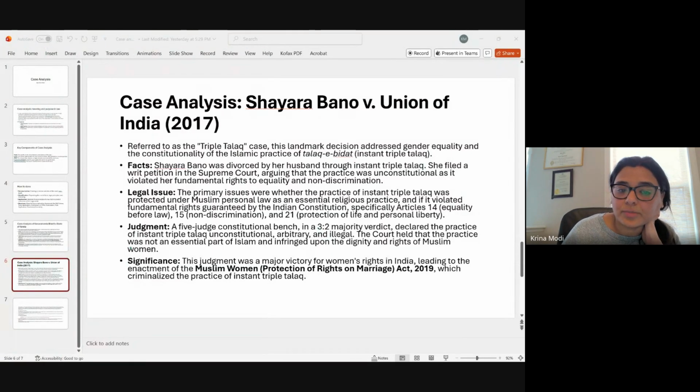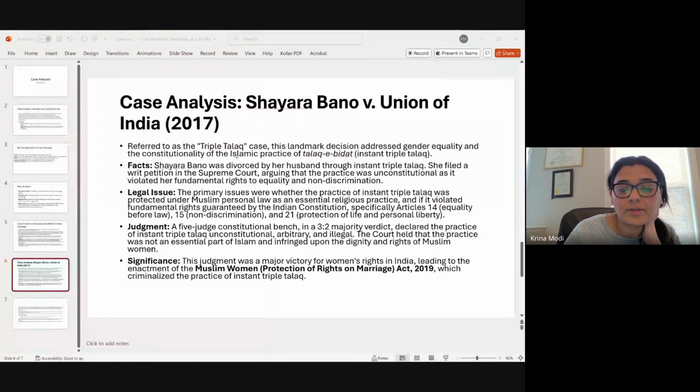So what was the judgment? A 5-judge constitutional bench in a 3-2 majority verdict declared that the practice of instant triple talaq was unconstitutional, arbitrary, and illegal. The court held that the practice was not an essential part of Islam and infringed upon the dignity and rights of Muslim women. So this case, I brought up this case because I read online that this was a significant case for the protection of rights on marriage, Muslim women.